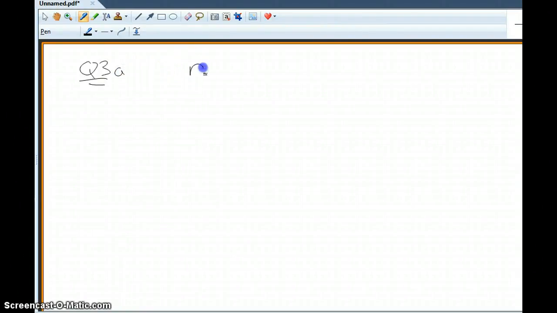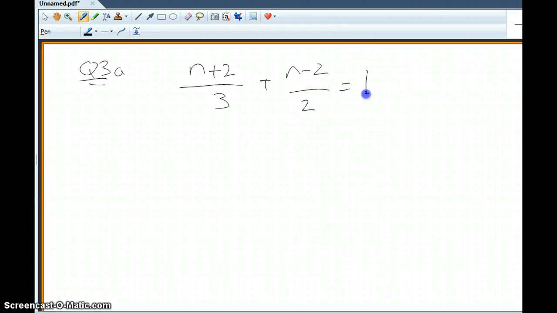Okay, the question looks like this. n plus 2 over 3 plus n minus 2 over 2 must equal 1. When I look at this equation, I really don't like fractions, so I will multiply by 3 to start with, to get rid of the first fraction. Okay, and multiply by the fraction's denominator.